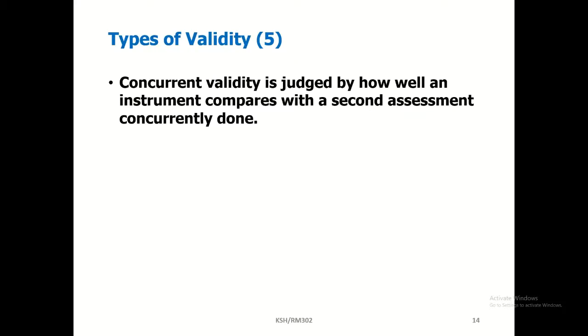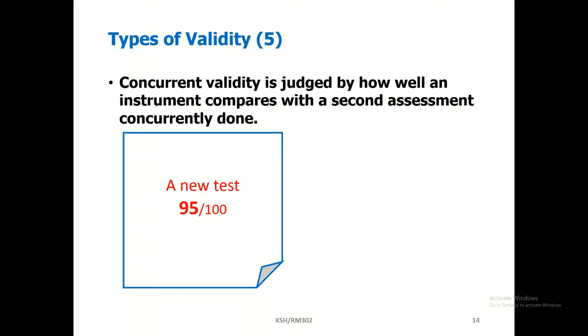Next comes the fourth type of validity, concurrent validity. Concurrent means existing or happening at the same time. Basically, concurrent validity means that two instruments are valid at the same time.